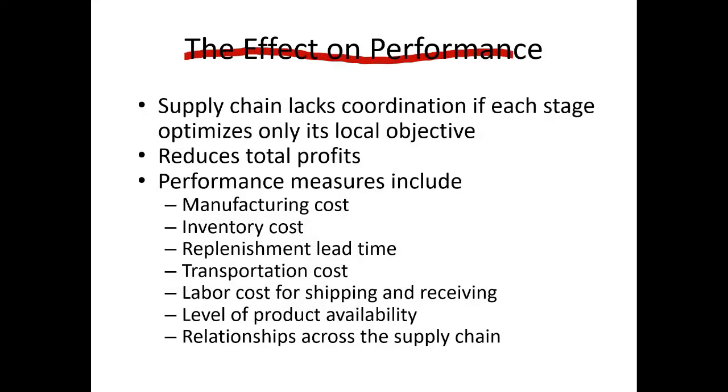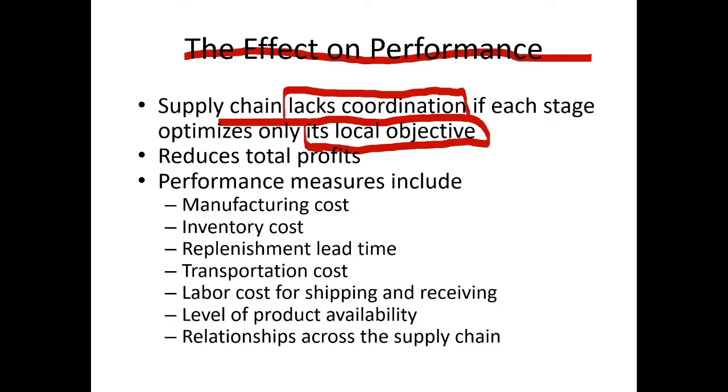And then, what are the effects of this phenomenon on the performance of the supply chain? The supply chain lacks coordination if each stage optimizes only its local objective. As I have given you the example of ice cream, each level only wanted to create more profit. The retailer, the ice cream seller, wants to sell more ice cream, and the wholesaler also wants to sell more ice cream, and if he creates the order in bulk then he will get the discount. So they were all focusing on their local objective, and because of this there is a lack of coordination, and then the performance of the supply chain goes down.